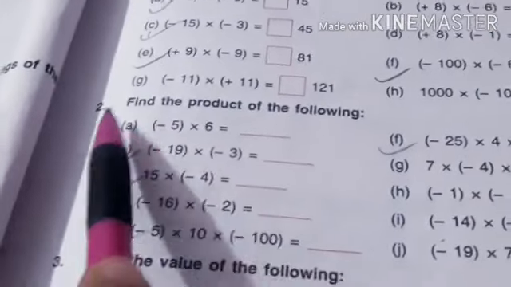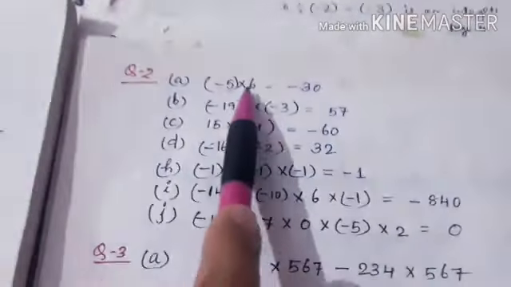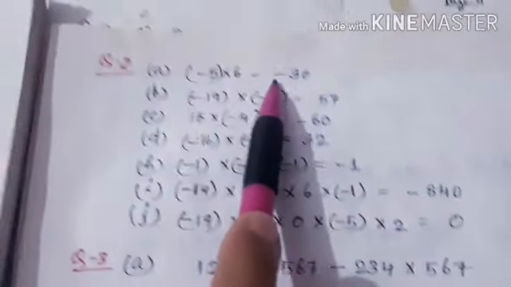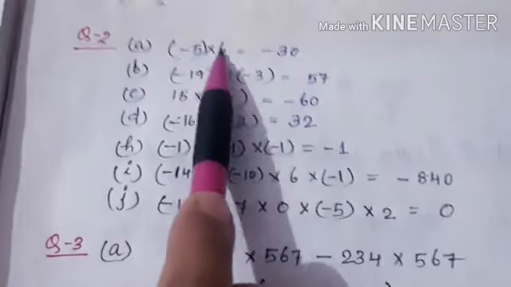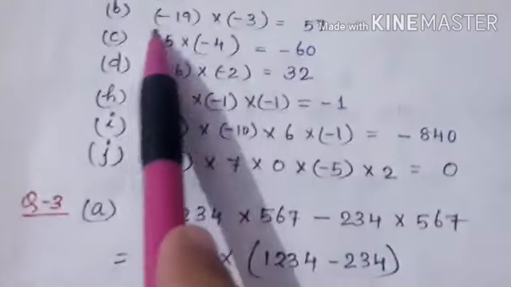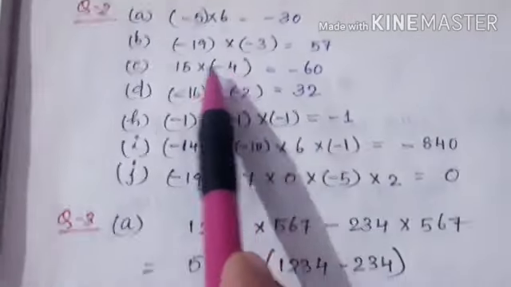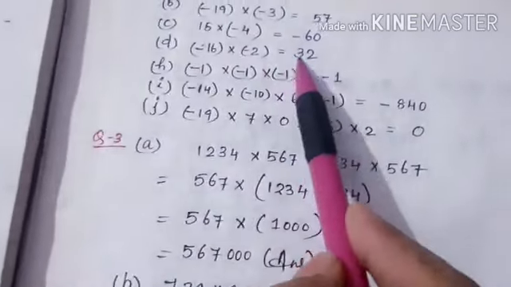Then question number 2. Find the product of the following. See, minus 5 into 6. First you put the sign here. It means minus into plus is equal to minus. 6 5s are 30. Then B, minus 19 into minus 3. Minus into minus, plus. 19 3s are 57. Then 15 into minus 4. Plus into minus, you will get the minus sign. 15 4s are 60. Minus 16 into minus 2. Minus into minus, plus 32.